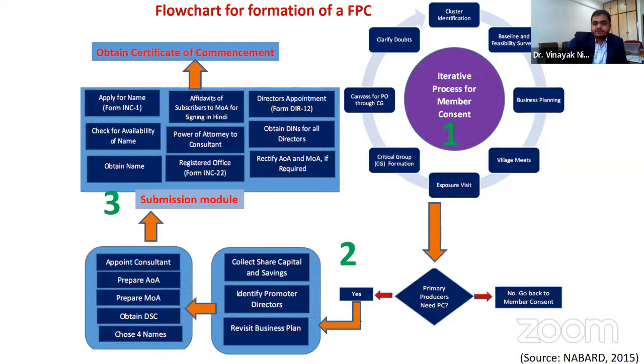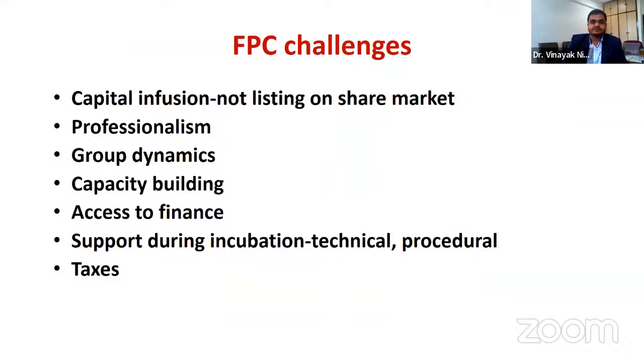These are the broad steps of forming a farmer producer company, and a minimum of 40,000 to 65,000 rupees of expenditure is there during this process, and this has to be borne by the farmers only.